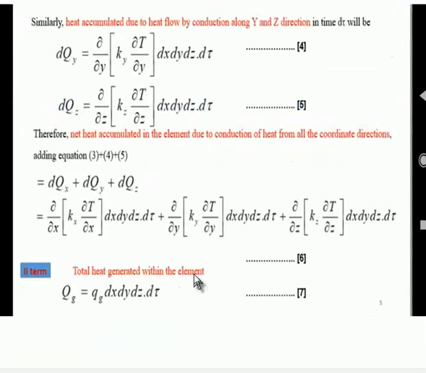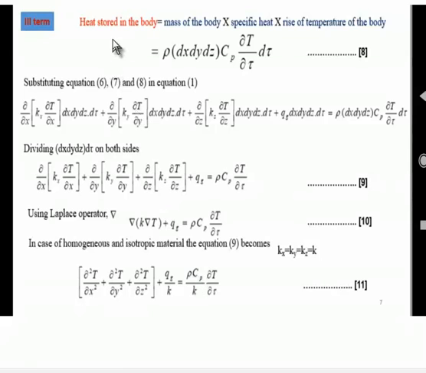So that we can get the third term: energy stored in the body is equal to mass of the body into specific heat into rise of temperature of the body. That is, mass is equal to what? Rho, density, into volume.